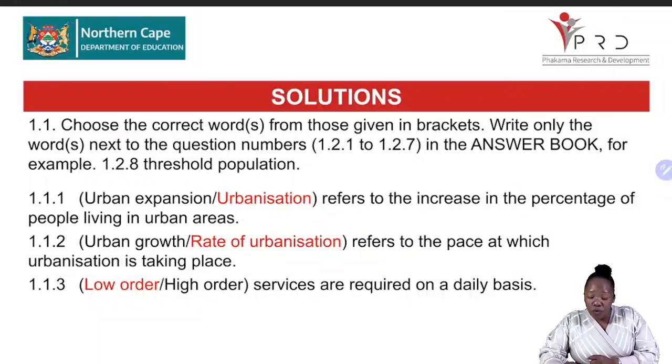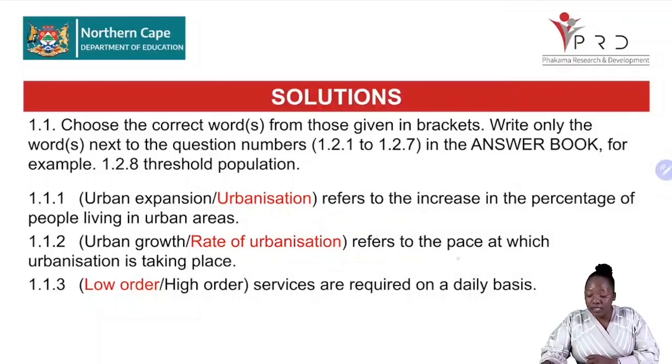Secondly, the urban growth as well as the rate of urbanization refers to the pace, because the question is talking about the pace. So therefore, it gives us an answer that this is the rate of urbanization. And then after that, your question number 3, is it a low order or a high order that deals with the services that are required on a daily basis? You will remember that we said the low order are those services that are required daily and you cannot travel for them. So we call them the low order service.